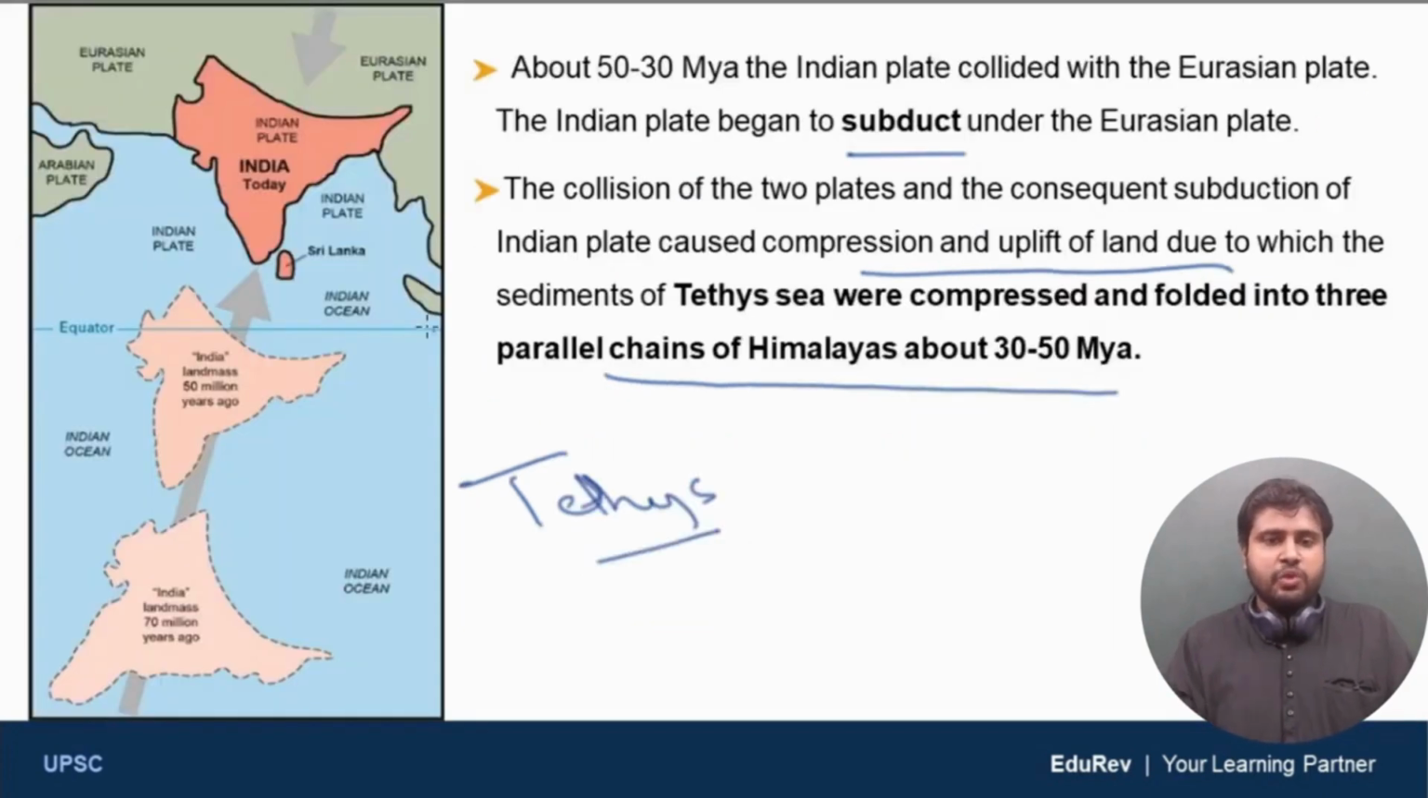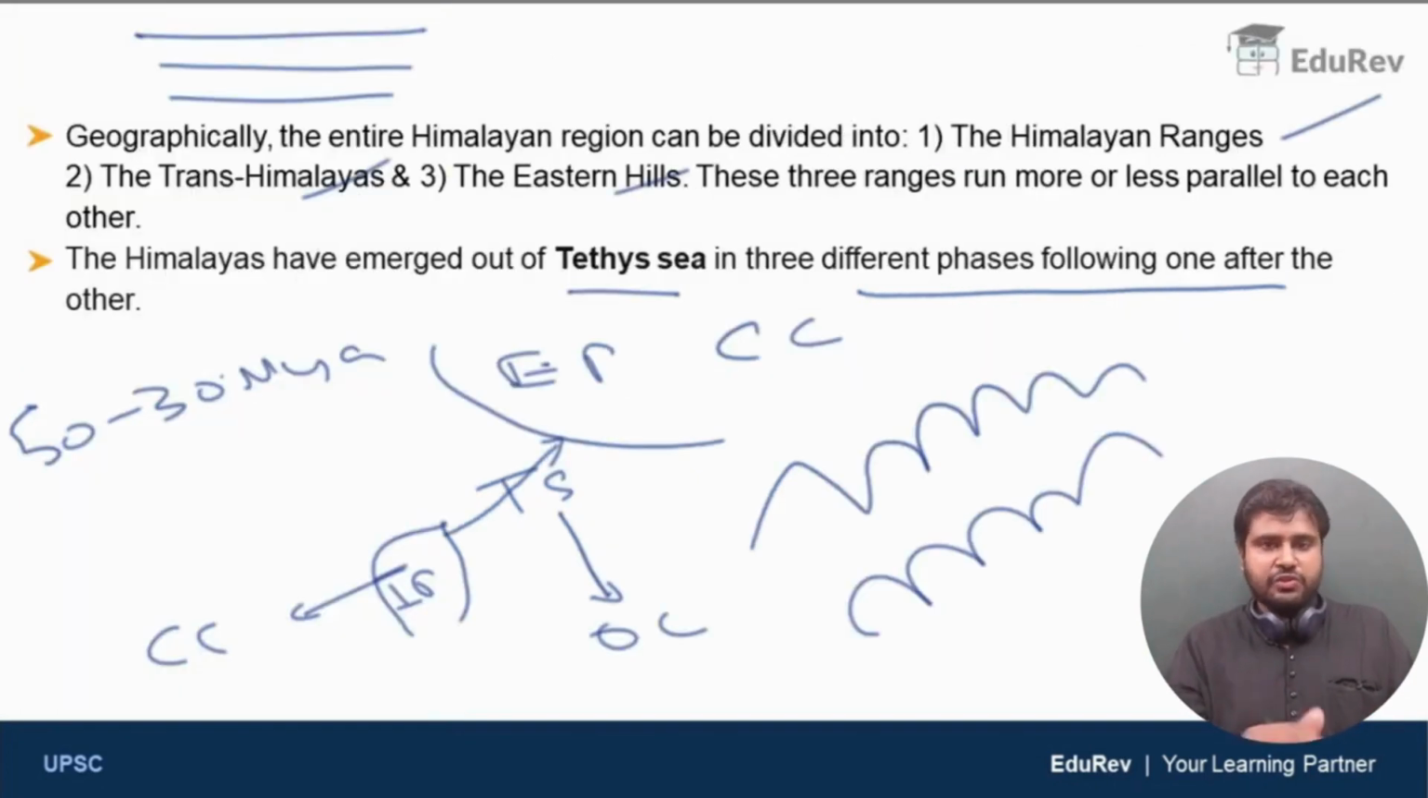Clear? So once upon a time, in between the Indian plate and Eurasian plate, we had Tethys Sea. When the Indian plate came close to the Eurasian plate, the oceanic crust of the Tethys Sea got folded, and a series of folds formed at the boundary between the Indian plate and the Eurasian plate. Those folds are nothing but the Himalayan mountains. As simple as that. So we have three parallel ranges of Himalayas, and these have emerged out of the Tethys Sea in three different phases, following one after the other. The rocks of the Himalayan mountains have marine origin.